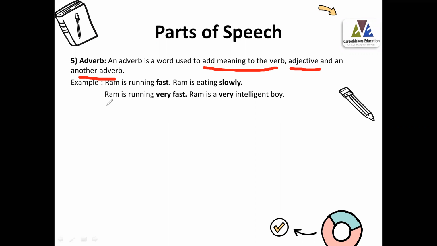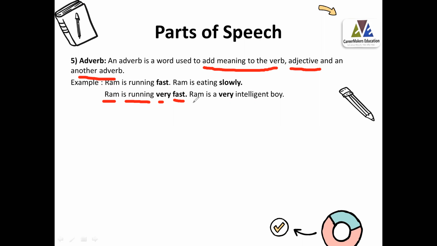For example, Ram is running very fast. Now over here, Ram is a noun, is running is a verb, and fast, as we discussed, is adding some meaning to the verb is running, but very is also adding meaning to the adverb fast. So according to this definition, an adverb is also a word which adds meaning to another adverb. Over here, very is an adverb, but it is adding meaning to that adverb fast. That means very fast. So very is also an adverb.